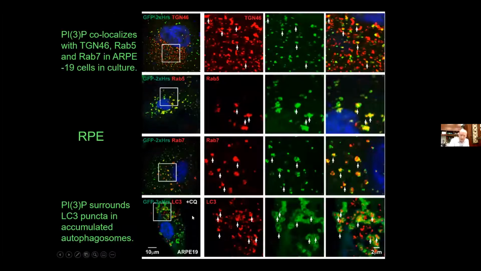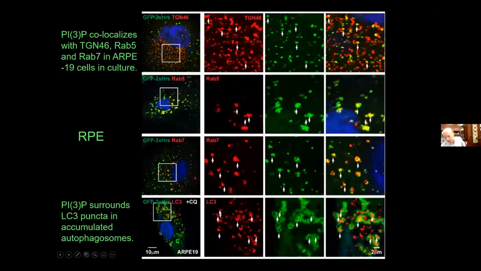Now, if you induce the formation of autophagosomes in these cultured cells by adding chloroquine, which I mentioned before, increases the pH in the lysosomes and forces accumulation of autophagosomes, then you see accumulation of these PI3P positive puncta, and you see accumulation of LC3 positive puncta, but they don't truly co-localize. Within the PI3P aggregations, you see these black holes that are devoid of PI3P, and those are precisely the locations where you find the LC3.